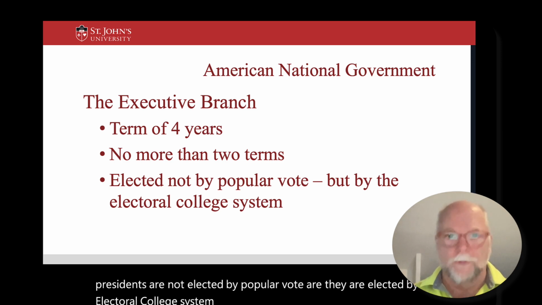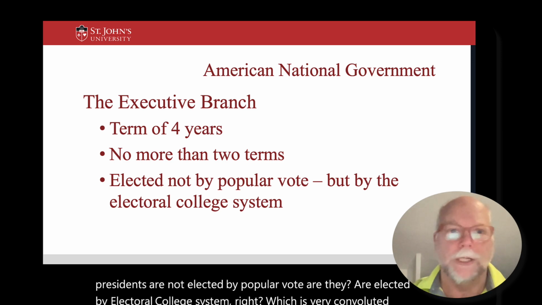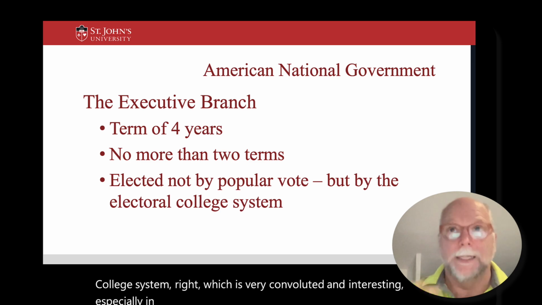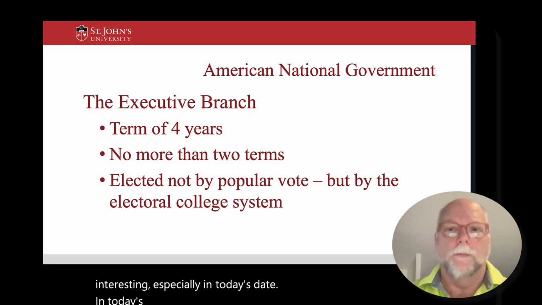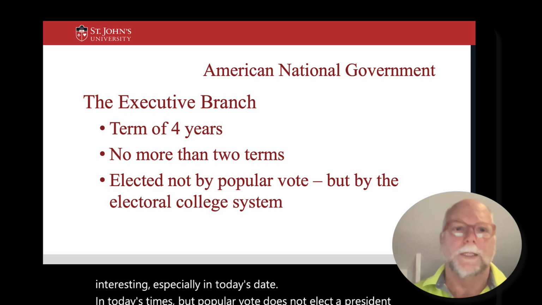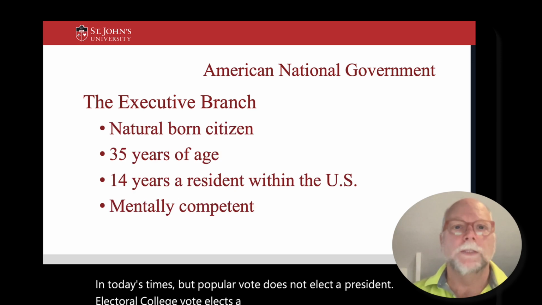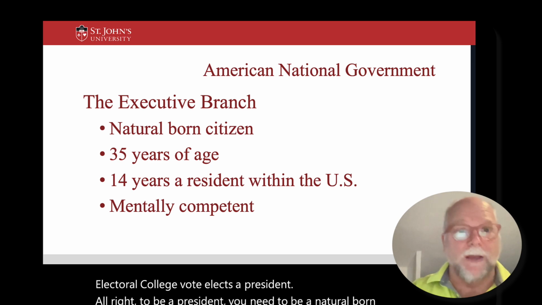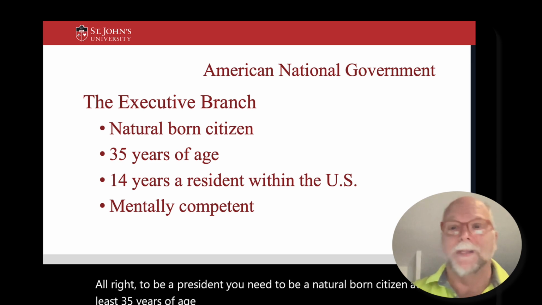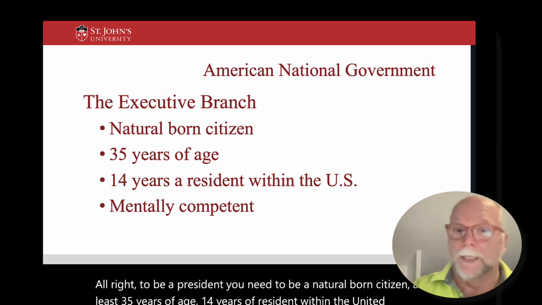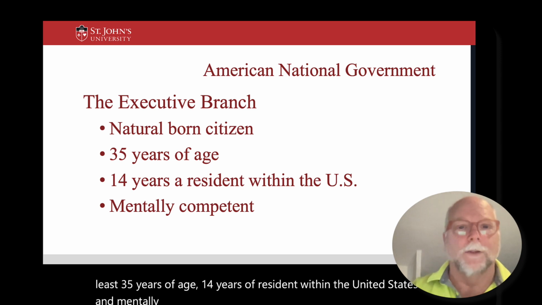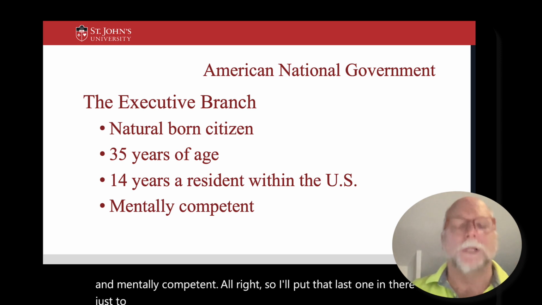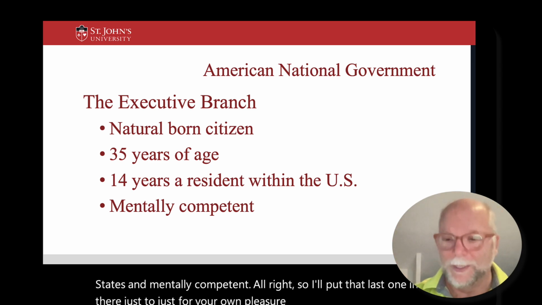Which is very convoluted and interesting, especially in today's times. But popular vote does not elect a president. Electoral college elects a president. All right, to be a president, you need to be a natural-born citizen, at least 35 years of age, 14 years a resident within the United States, and mentally competent. I'll put that last one in there just for your own pleasure, basically. So you have something to think about.